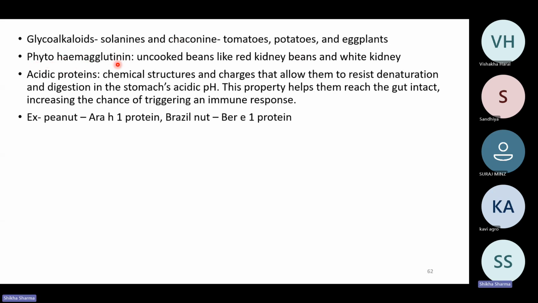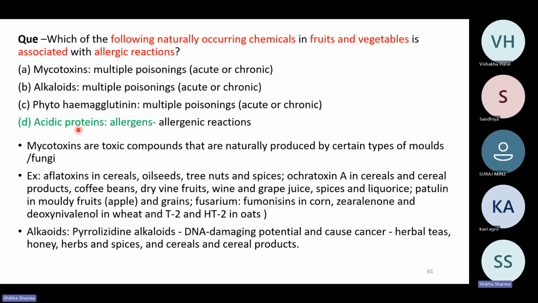Phytohemagglutinin is itself a toxin. It is found in uncooked or raw beans like red kidney beans or white kidney beans. And then there are acidic proteins.